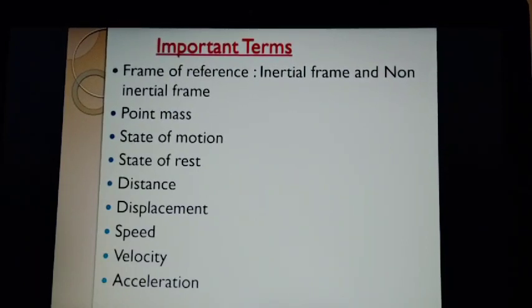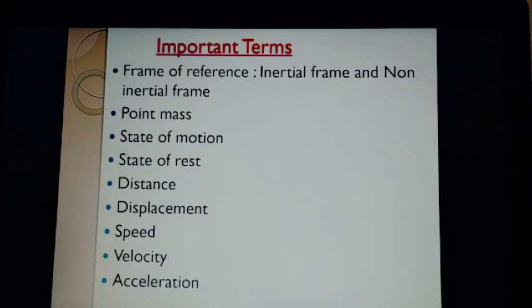So the second term is point mass. Then state of motion. We have already defined how you can define the state of motion. Then state of rest. What is distance? The total path length traveled by an object. That is distance. What is displacement? Displacement is the straight distance between the initial point and the final point. What is speed? Distance traveled per unit time. What is velocity? Displacement per unit time. What is acceleration? Velocity change in unit time.